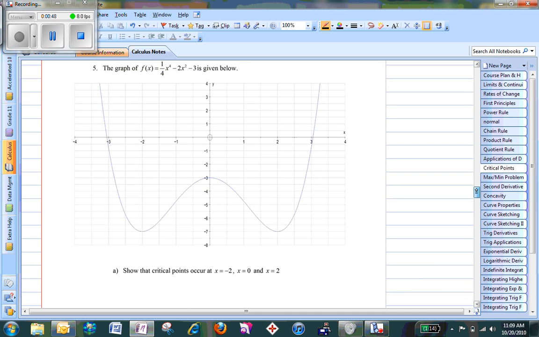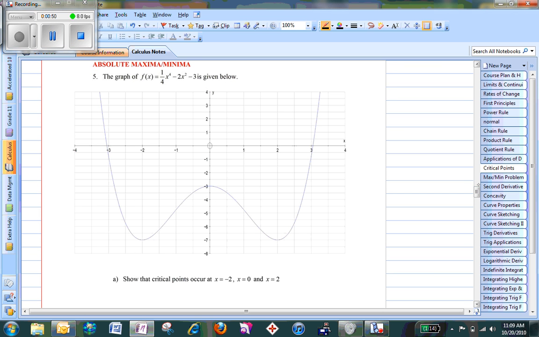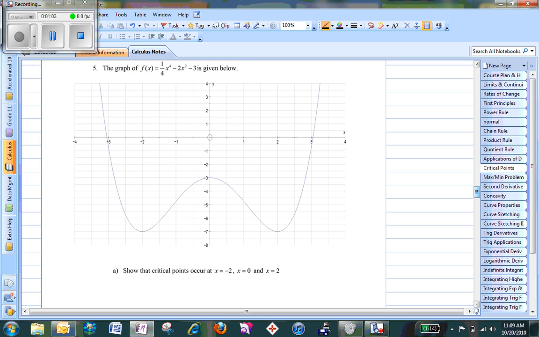Now, looking at a graph. Here's my graph of the function. It's given to me below. It says, show that the critical points occur at -2, 0, and 2. If it's a show that question, -2, 0, and 2 are my answers.